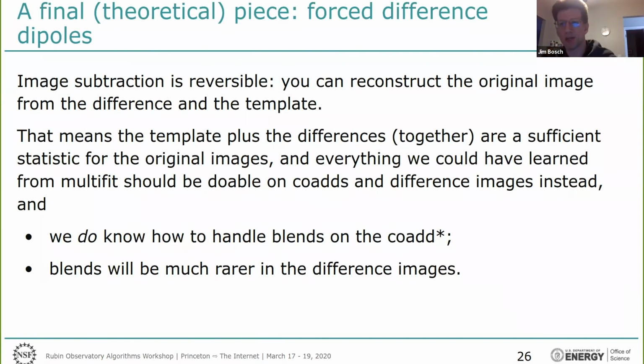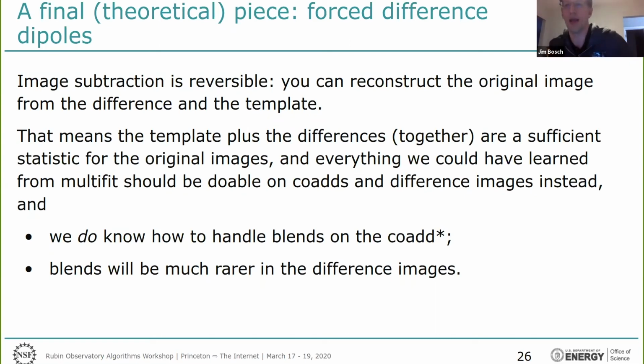The other piece is much more theoretical, but I think it's at least a reasonable idea. So if you think about image subtraction, Eric will talk more about this later. It's reversible. You can reconstruct the original image from the difference and the template. And that means the template plus the differences, all the differences of all the epochs, are together a sufficient statistic for the original images. You can just get them back again. And everything you could have learned from multi-epoch fitting should be doable on the combination of coadds and difference images instead.